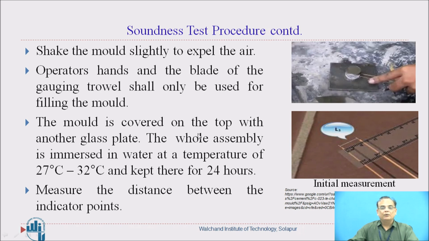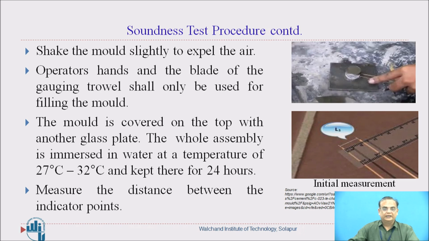The mold is covered on the top with another glass plate. So below this mold there is one glass plate, and above this mold, one glass plate is kept, and the whole assembly is immersed in water at a temperature of 27 degree centigrade to 32 degree centigrade and kept there for 24 hours. One lead weight is also kept above this glass plate so that this assembly remains intact under water.